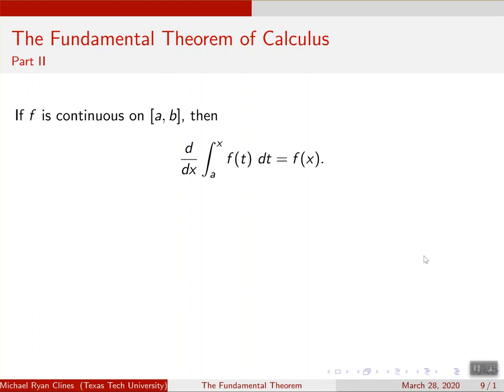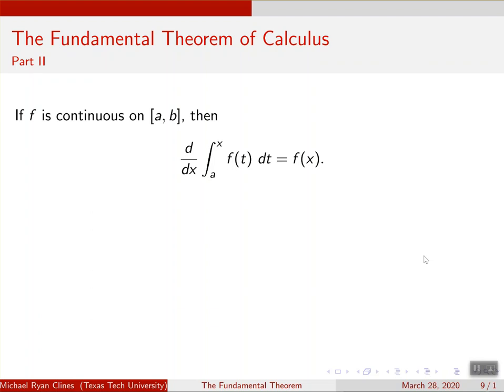So let's think about this. We have a definite integral, but one of the endpoints is a variable, and we are trying to integrate another function f of t. Notice the difference in variables. If it was f of x, this would get really ugly. If you try to evaluate the integral from a to x of f of x dx, you're going to have a hard time. So we're just going to call it t. So the derivative with respect to x of the definite integral from a to x of f of t dt is simply f of x.